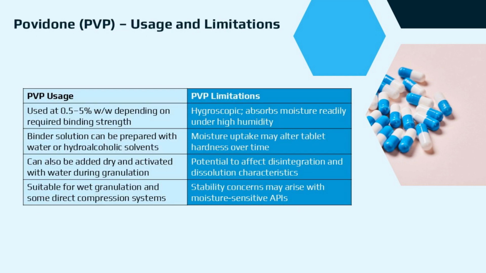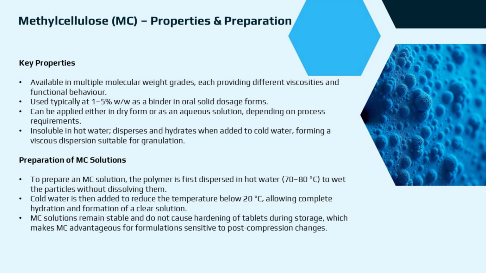PVP is commonly used at 1 to 5% w/w and may be incorporated either as a dry binder or as a solution. Its solubility and film-forming ability make it ideal for wet granulation. However, because PVP absorbs moisture, it can lead to changes in hardness or disintegration in high-humidity environments, requiring careful storage and package design. Methylcellulose is available in multiple molecular weights, providing a range of viscosities.